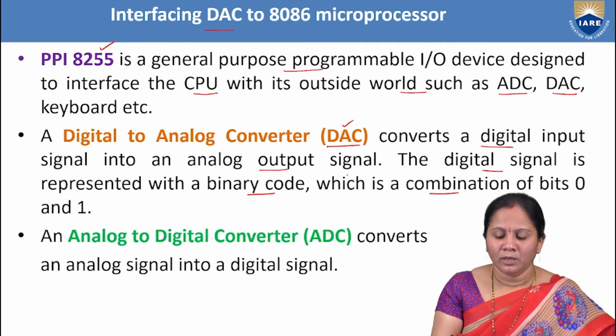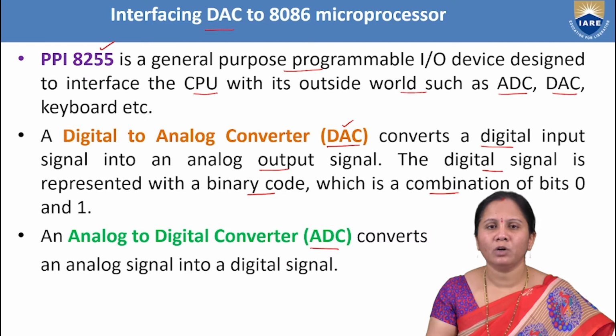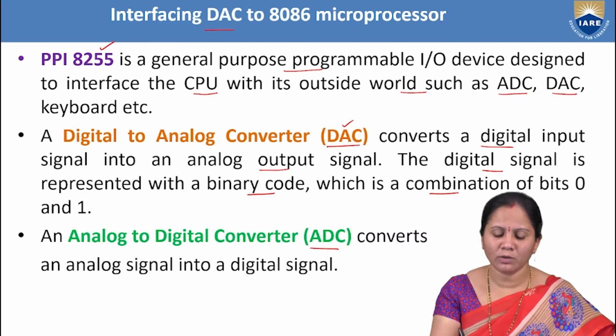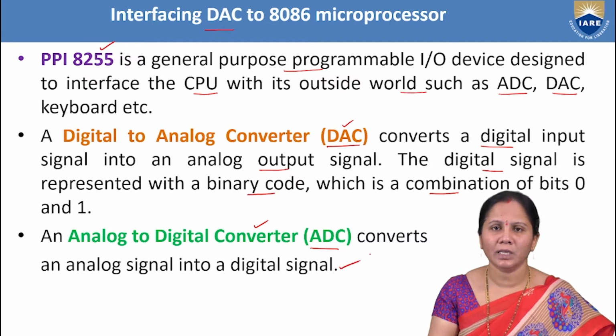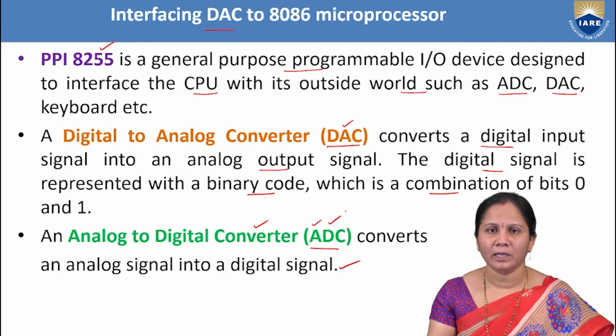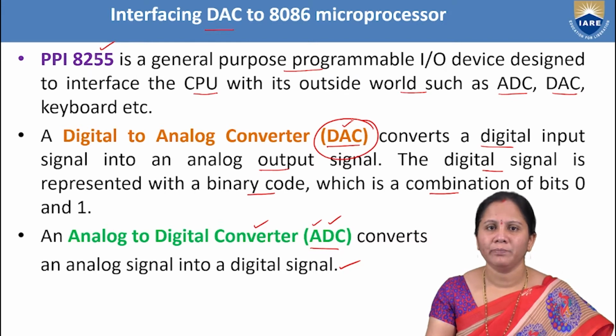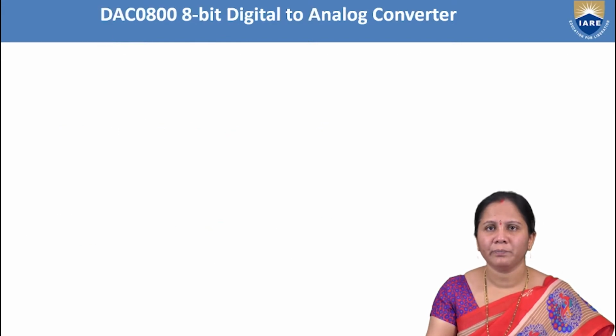We also have another IC which is called ADC. Here ADC stands for analog to digital converter. It is also an IC which converts an analog signal into a digital signal. That means for this IC, the analog signal will be the input and it converts that signal into digital, so the output signal will be the digital signal. In this session we will discuss in detail this DAC, that is digital to analog converter.